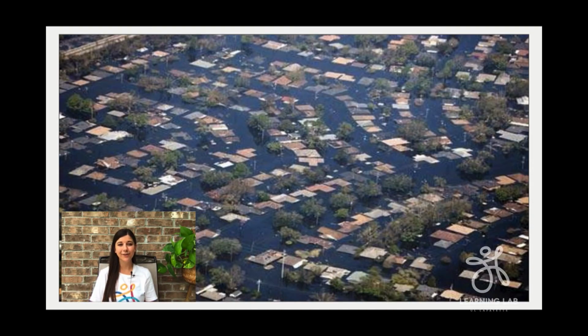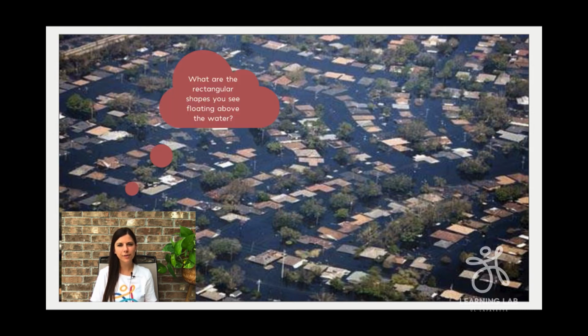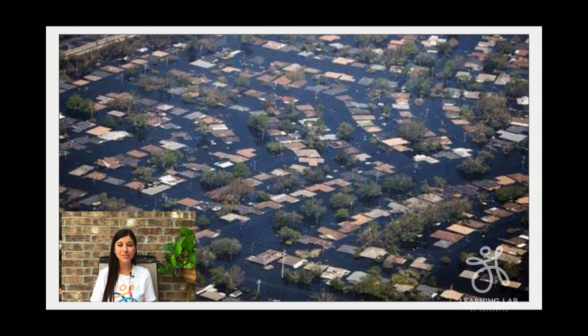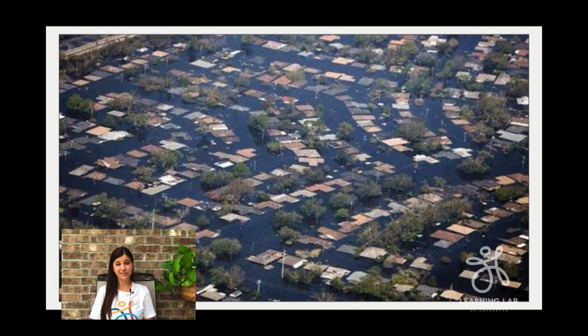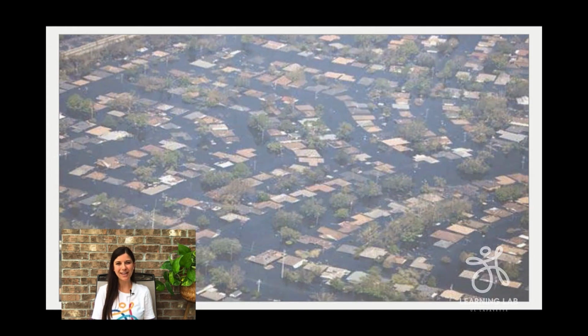Here you will see an aerial image taken by a drone of a neighborhood in the New Orleans area shortly after Hurricane Katrina passed. Look closely at that image. What do you see? What are those little rectangular shapes you see floating above the water? Wow, those are houses. What kind of damages do you think the storm surge caused to those houses? We definitely don't want that to happen to our waterside home. So let's get to it and start developing our criteria.